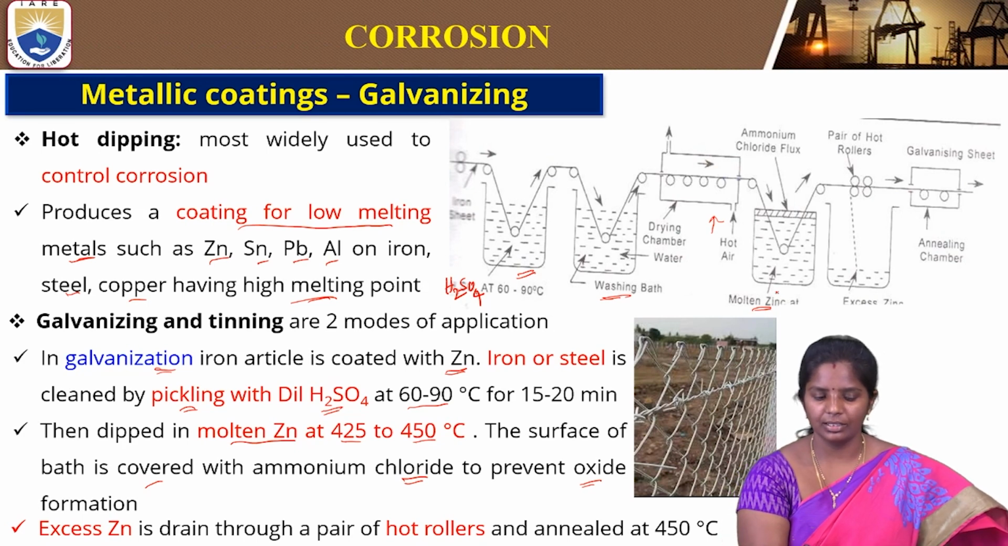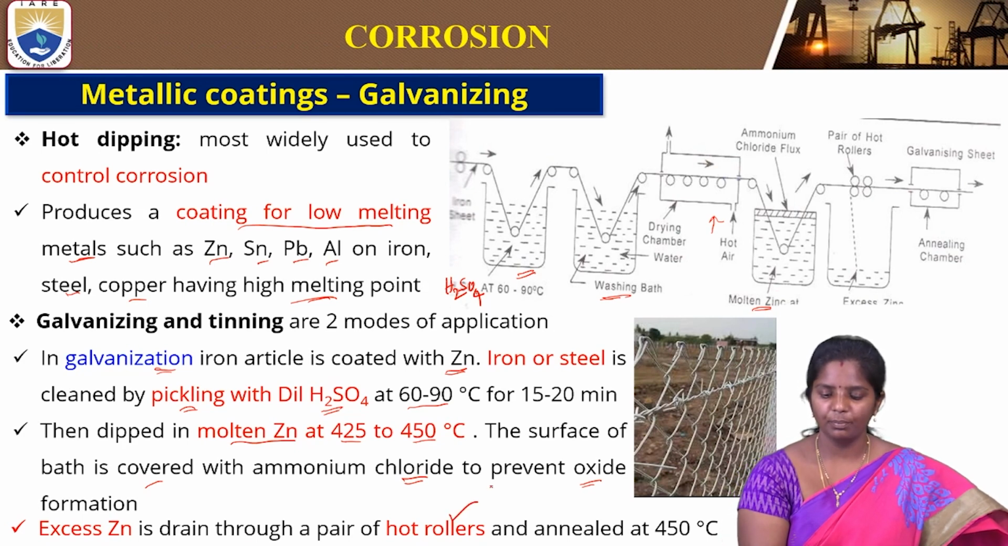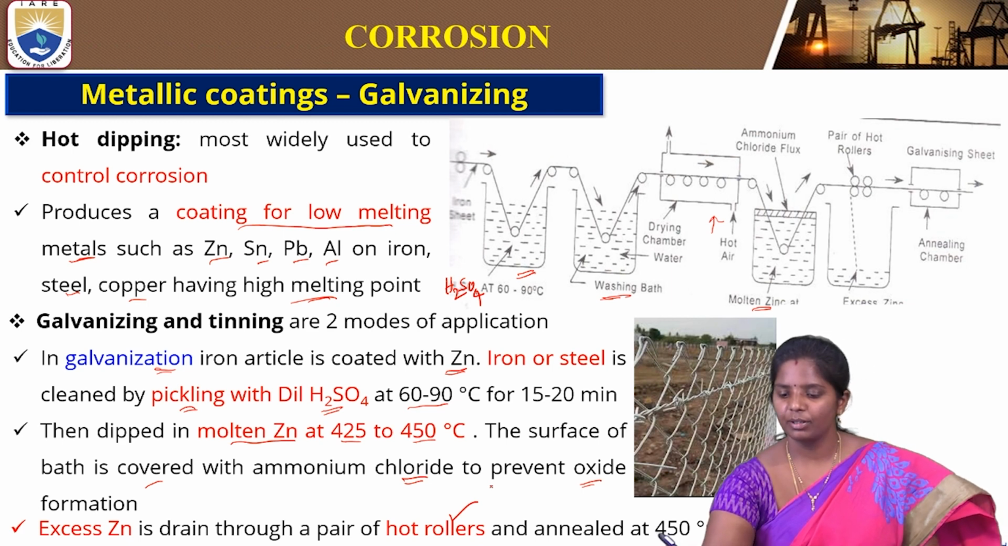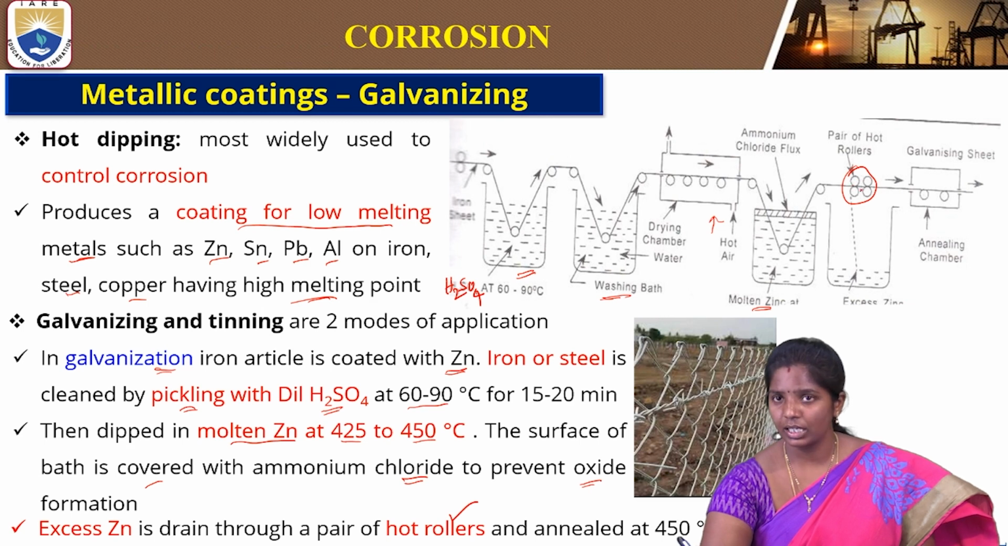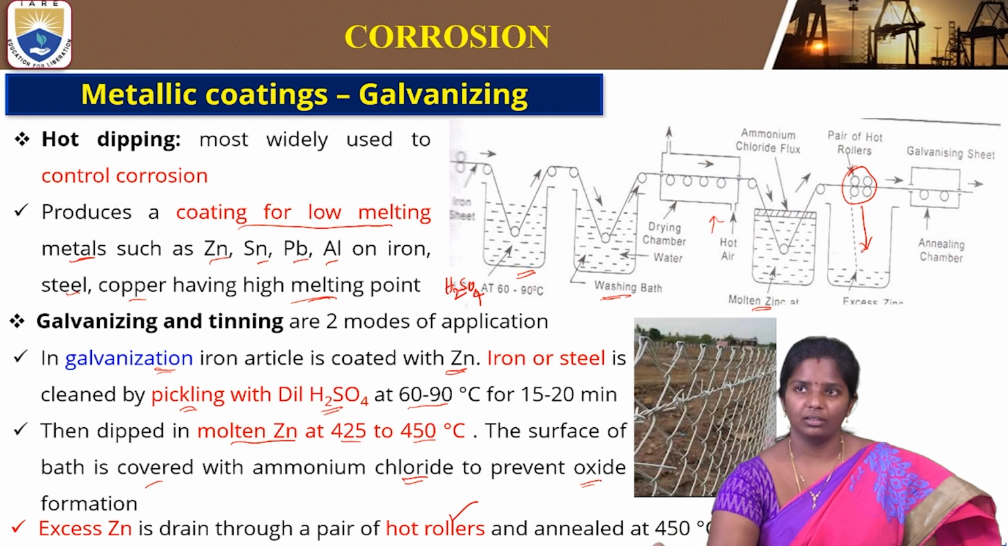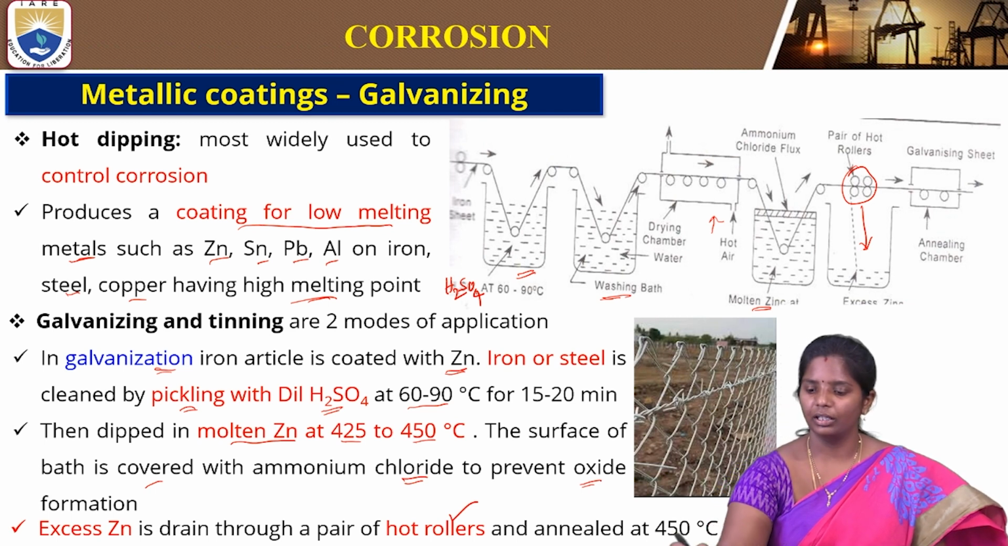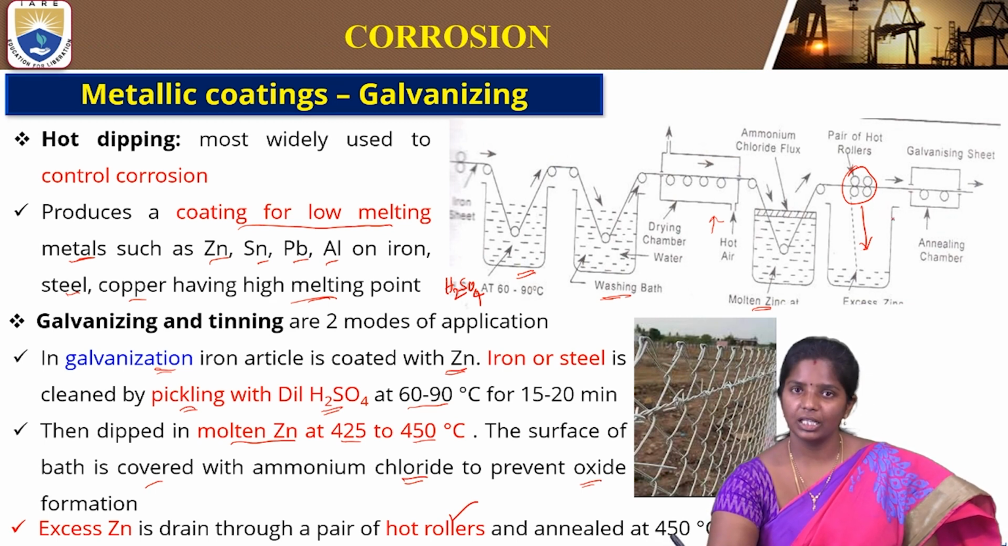Then the excess zinc is drained through a hot pair of rollers. As we see from this figure, there are rollers that are placed after dipping into the molten zinc. Passing through these rollers, the excess zinc will be drained into this bath. So this is how we do the coating of zinc on the steel.